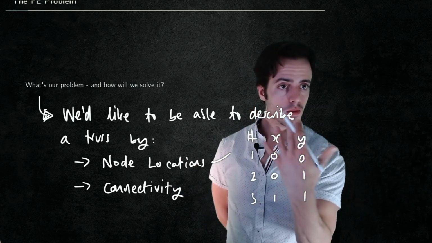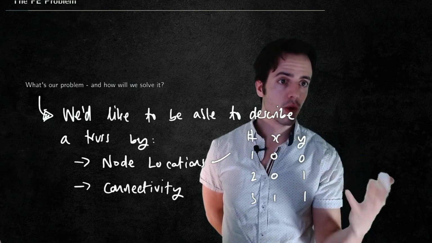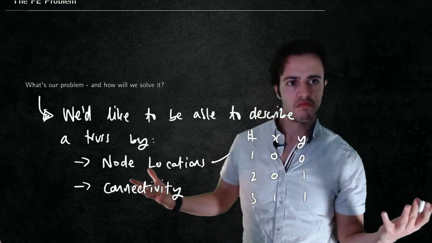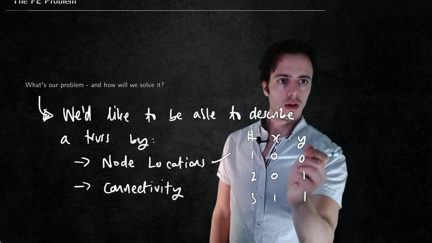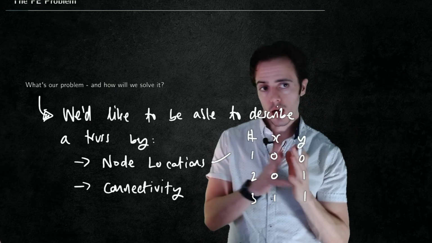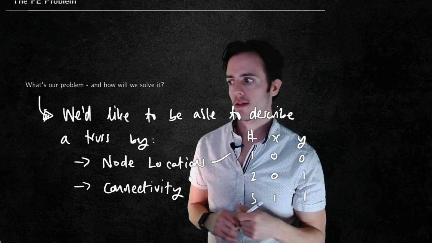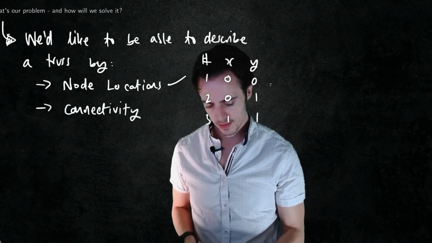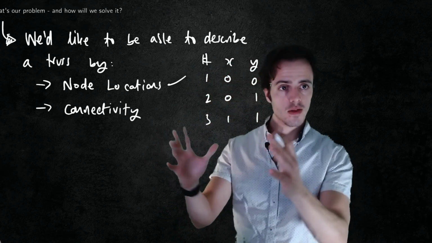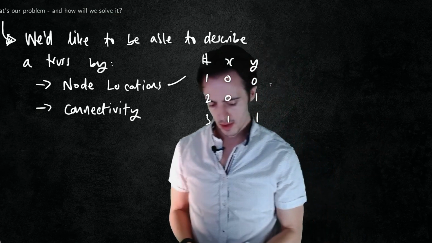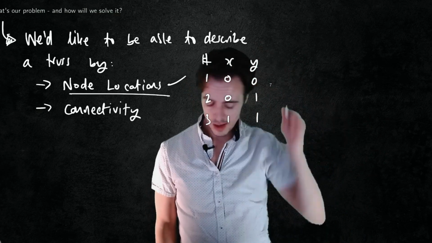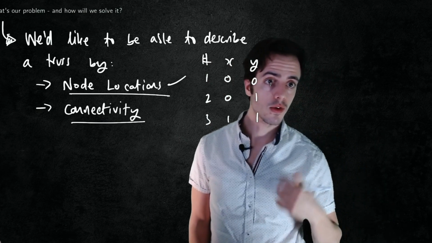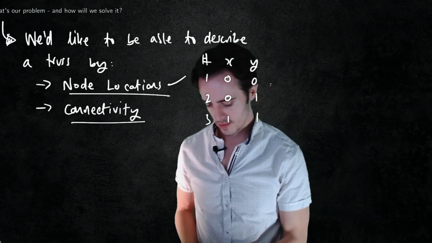Connectivity says which elements connect which node to which node, for example. I would say element 1 connects node 1 to node 2, and that's all the information we need to be able to describe what a truss structure actually looks like. So we'd like to be able to describe a truss by 2 tables, one of which is the locations and one of which is the connectivity. 2 tables will describe the entire truss.